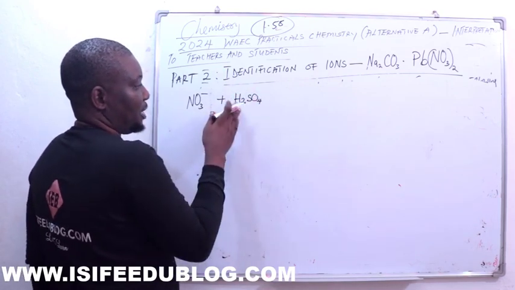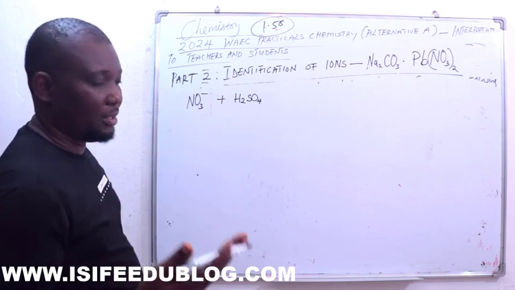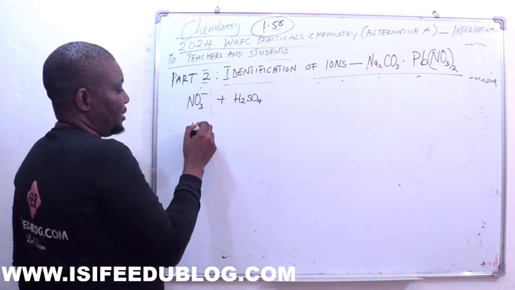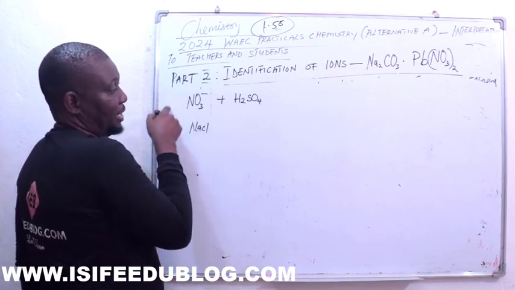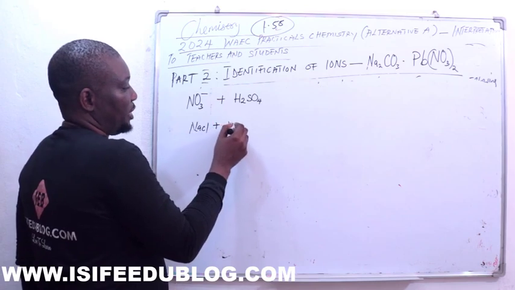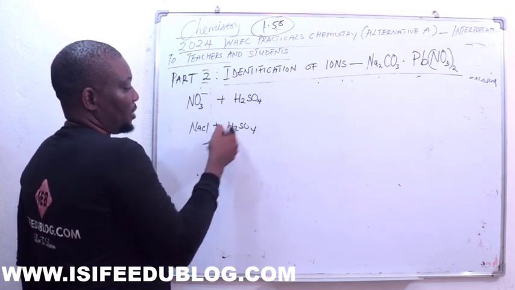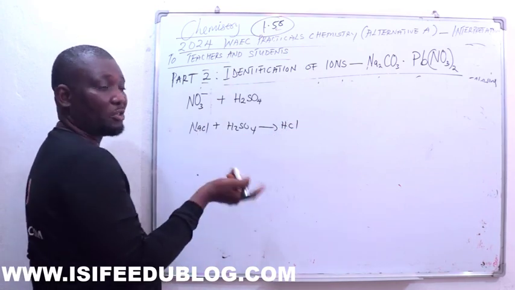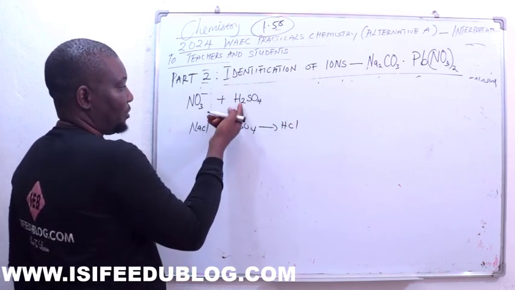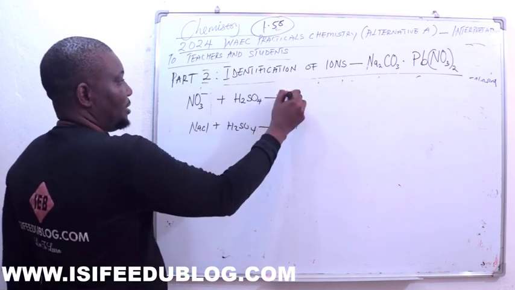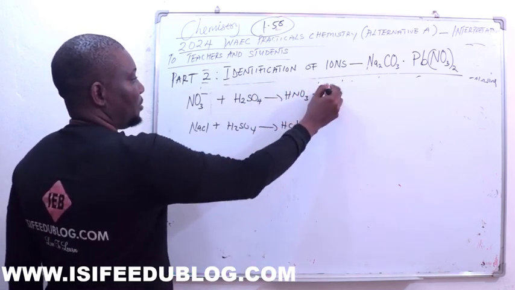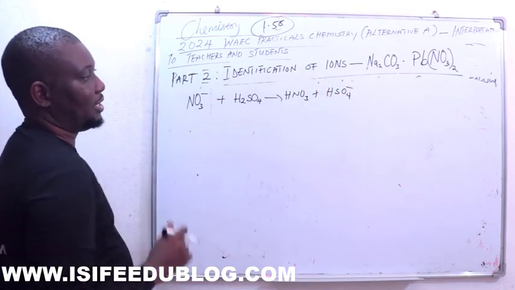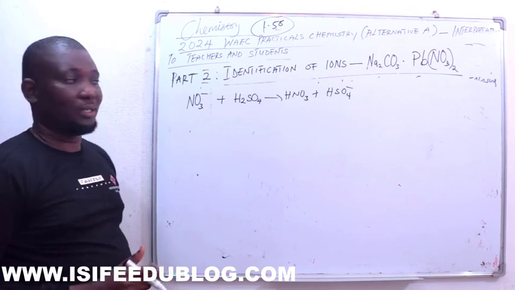H2SO4 is in most respects seen as the king of acids. Why? Just like NaCl salt, or NaNO3 here, going with H2SO4, H2SO4 can precipitate HCl from the salt. It can also produce HNO3 plus HSO4⁻. That is the first thing in the acid in the brown ring test.